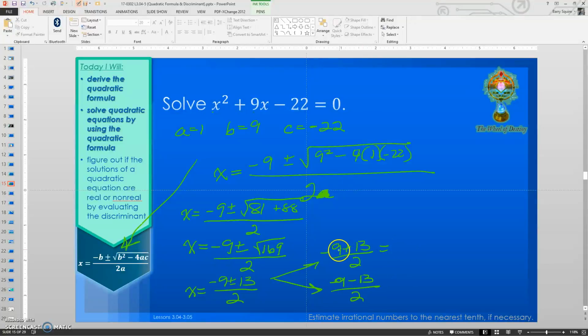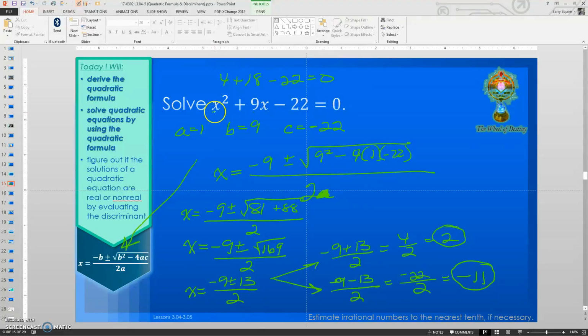So let's see, -9 plus 13, that's 4 over 2, which is the same thing as 2. And then this is -22 over 2, and that becomes -11. So we have 2 solutions, x equals 2 and x equals -11. Let's just try this 2 and see if it works because the math is just going to be easier. 2 squared is 4, plus 9 times 2 is 18, minus 22, that should equal 0. Yeah, that sure looks like it does.